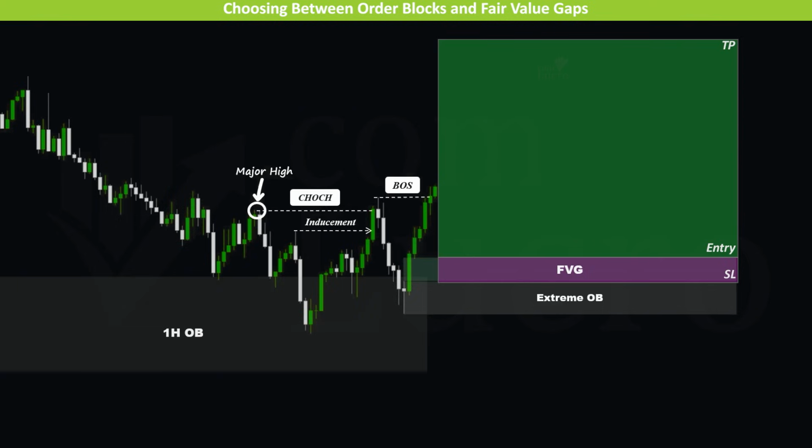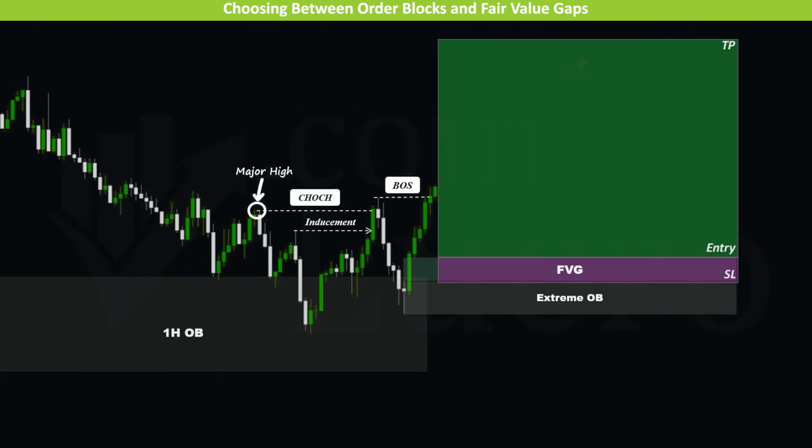This approach is commonly seen in lower time frames. When entering from the fair value gap, it's important to consider a key point. You could place your entry at the highest point of the fair value gap and set your stop loss just below the fair value gap area. While this strategy can be effective at times, it's important to note that your stop loss will be very tight.